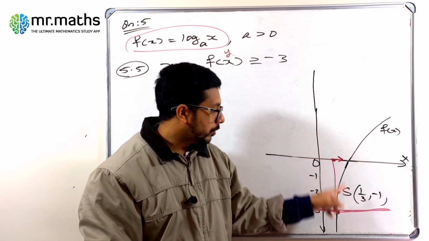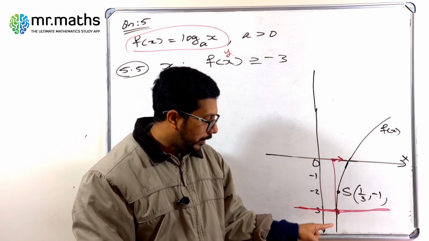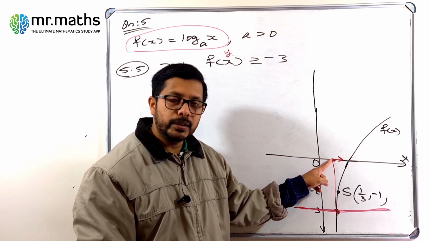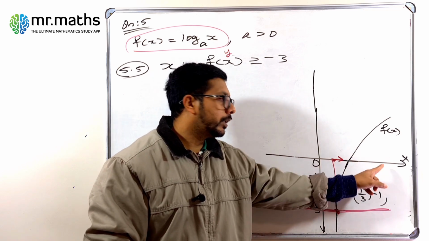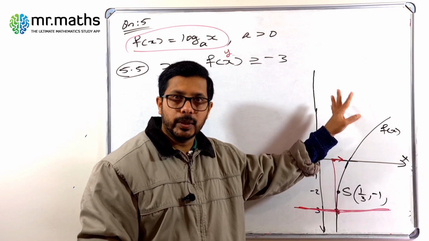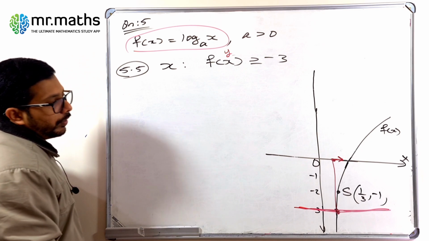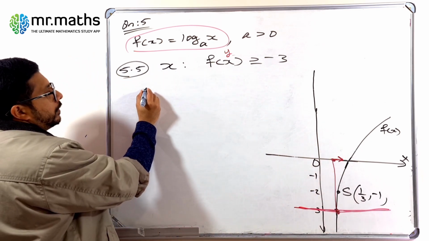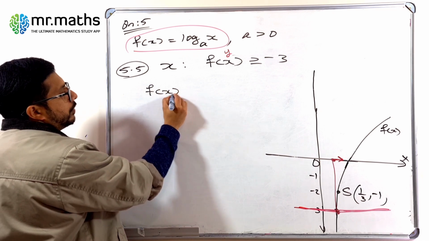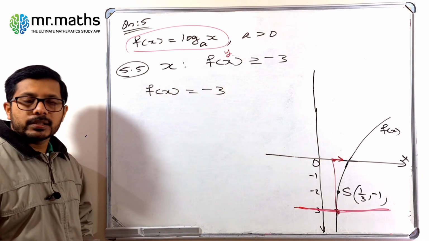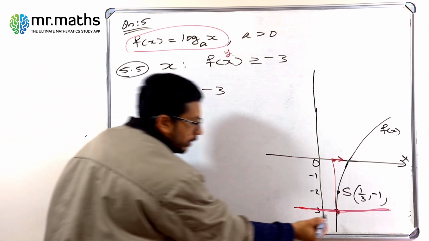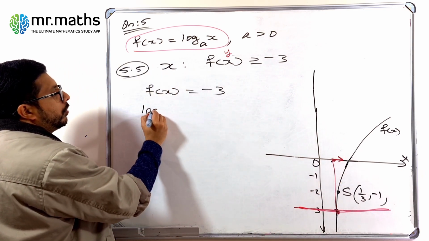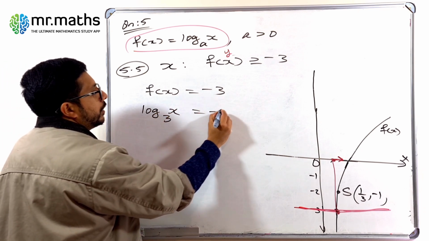Am I right? So first I am going to find the x value when y is equal to minus 3. Then I can say that greater than that x value, y is greater than minus 3. So how can I find the x value at this point? What is our f of x? I'm going to find the x value at that point minus 3. So f of x is the same as log x to the base 3 is equal to minus 3.